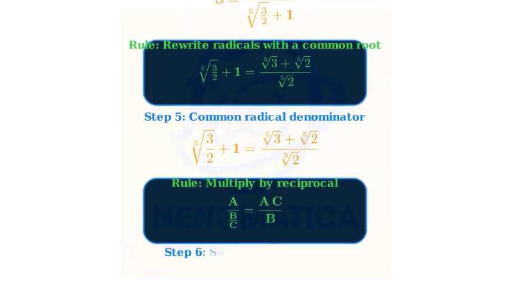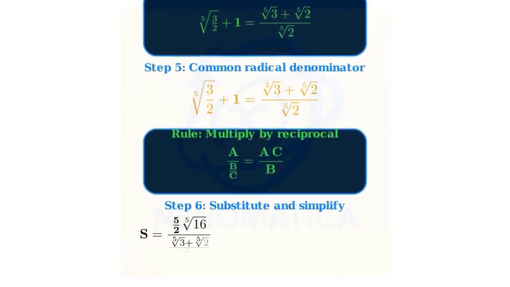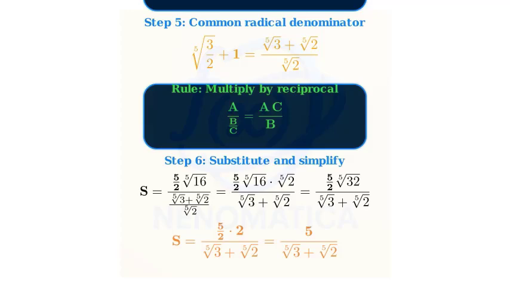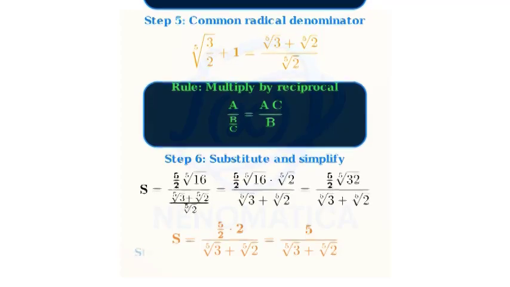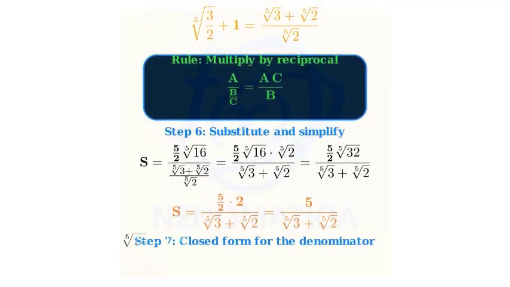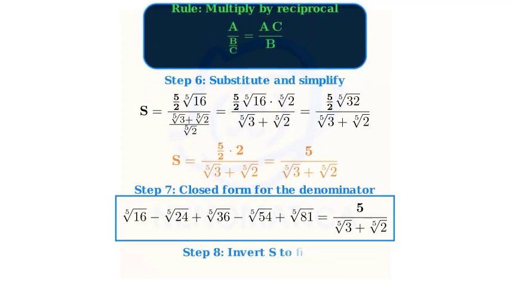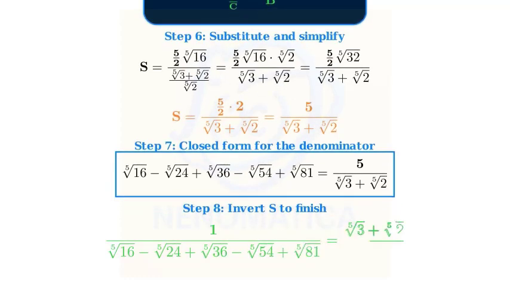Step 6. Substitute the rewrite into s and simplify. Multiply by fifth root of 2 to obtain fifth root of 32 in the numerator, which equals 2. Step 7. We have an exact closed form for the entire denominator. Step 8. The original expression is 1 divided by s, so invert the result. We obtain fifth root of 3 plus fifth root of 2, all over 5.